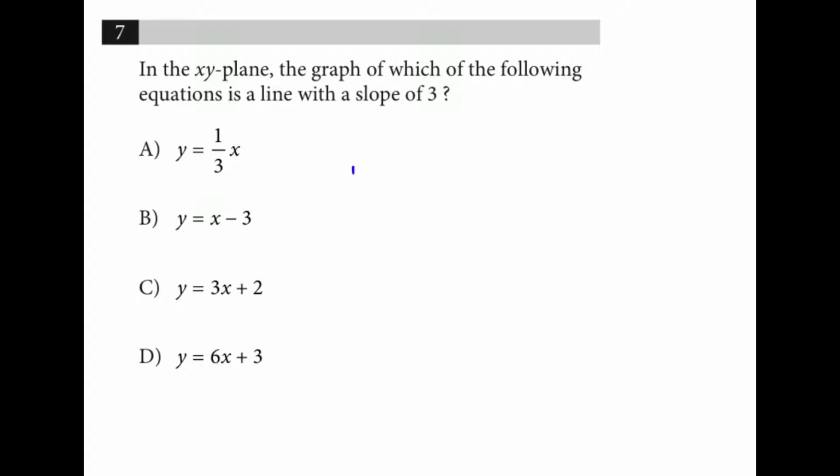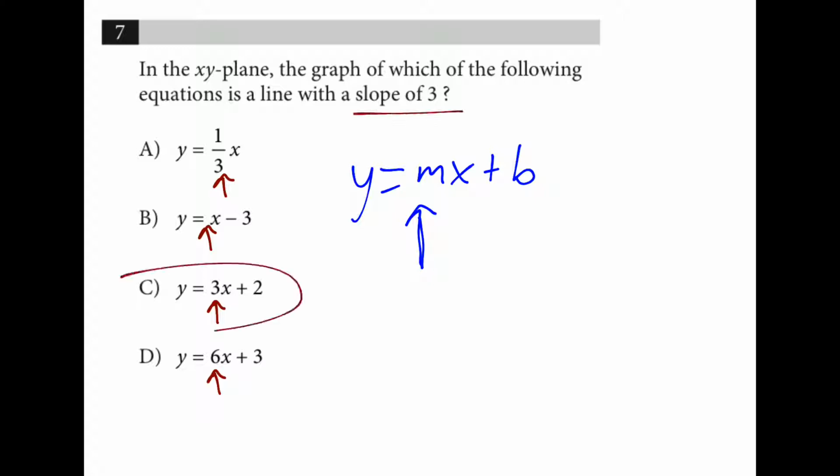Number 7, remember that y equals mx plus b, and m here is the slope. So we have a slope of 1/3, we have a slope of 1, we have a slope of 3, we have a slope of 6. Slope of 3. C.